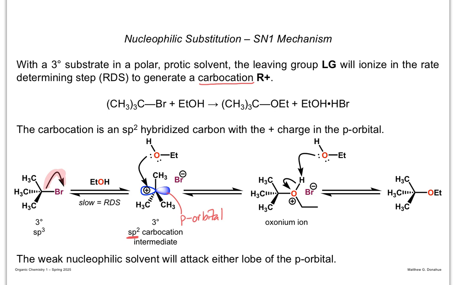Remember, a p orbital is dumbbell shaped. So the plus charge, it's in both lobes on either face. And I'm just showing one. So I'm showing one here where the nucleophile is then attacking, we'll say, the left lobe. It can also attack the right lobe equally, and it will. So once that attacks, you've now formed an oxygen that's plus charged. This is called an oxonium ion.